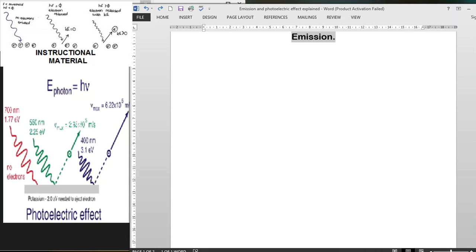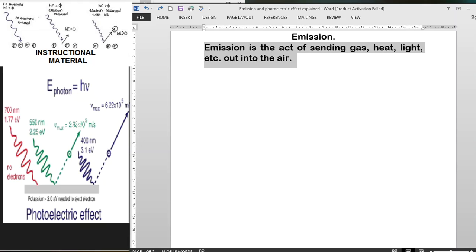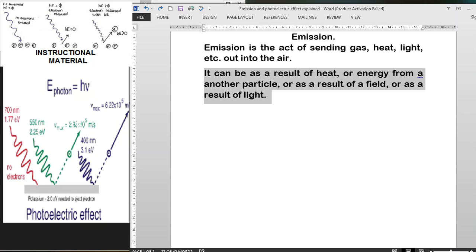Emission. What is emission? Emission is the act of sending gas, heat, or light out into the air. That is emission. It can be caused as a result of heat, or as a result of energy from another particle, and also as a result of the influence of a field, or as a result of light falling on a particle.